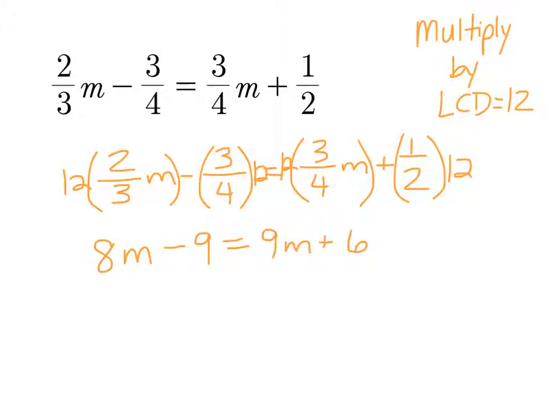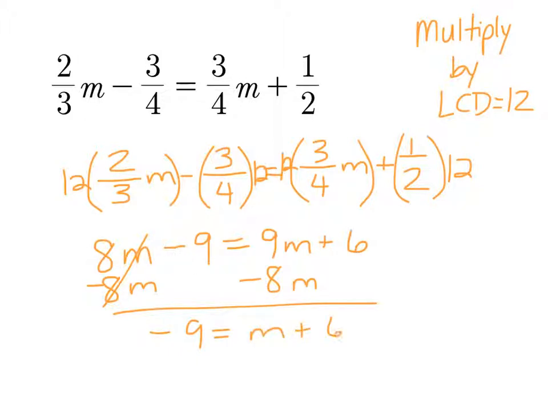Smaller value of the variable here is going to be your 8m. So let's subtract 8m from each side. Negative 9, because it was a minus 9 before, negative 9 equals m plus 6. Finish off by subtracting 6. And you have your solution, negative 15.